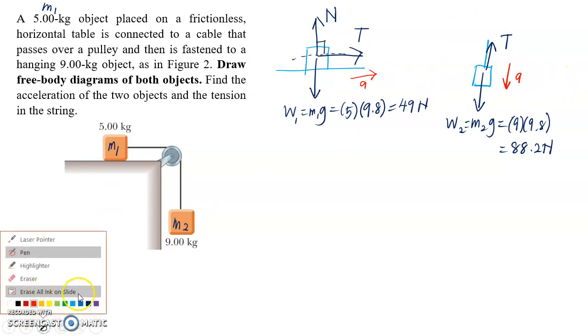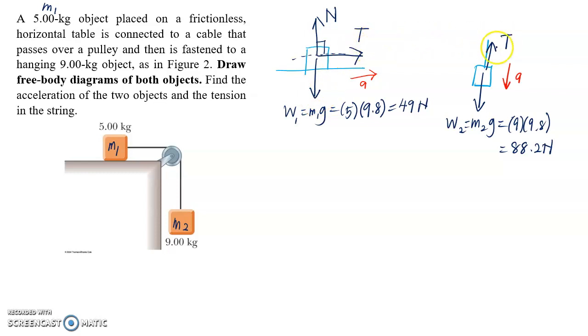It is important to understand that the tension here will be the same when it is near to mass 1 as well as when it is near to mass 2. For reference, we can draw the x and y axis. For mass 1, this is going to be the x and y axis, and this is going to be the x and y axis for mass 2, which is for our reference.